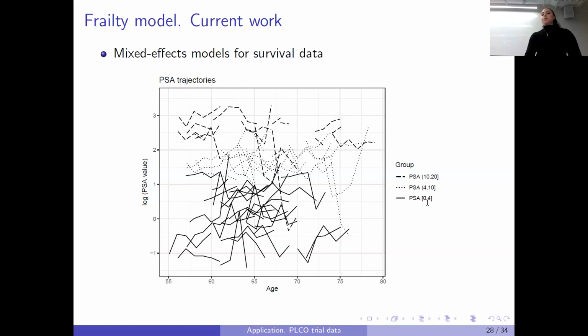Normal PSA values are between 0 and 4. Something between 4 and 10 might be abnormal. Something bigger than 10 is definitely something that they want to follow up.